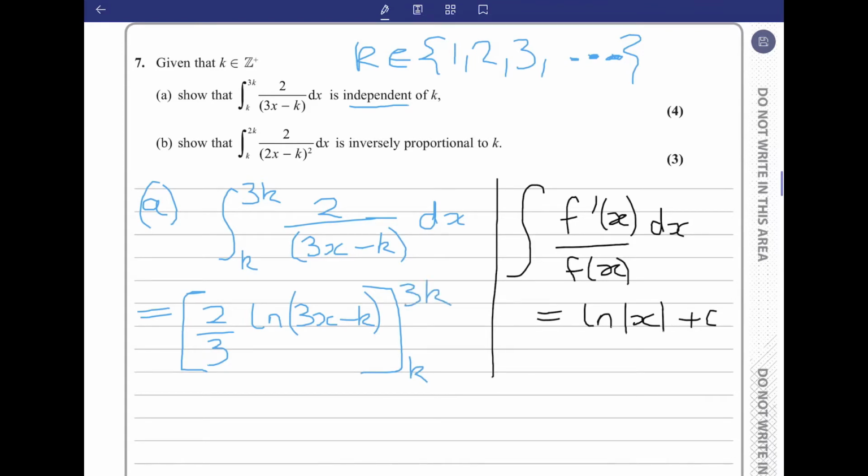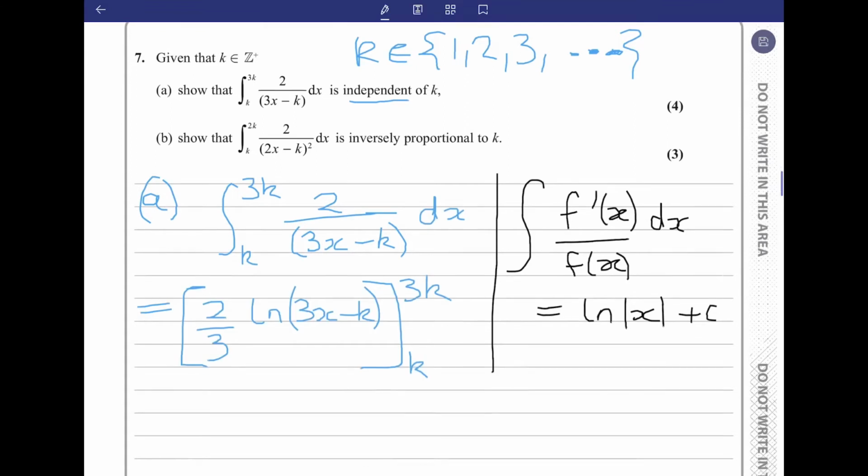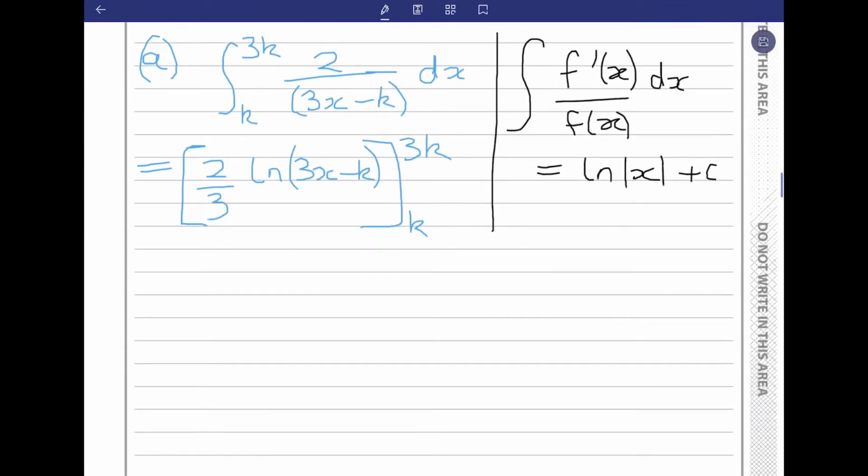And then it's a definite integral, so we need these limits. Now it's just a case of plugging in these values. We've got 2/3 natural log of 3 times 3k, which is 9k, minus k is 8k, minus 2/3 natural log of 3 times k, which is 3k, minus k is 2k. Therefore we can use the rule of logarithms that if we have one log take another, the inputs are just divided, like so.